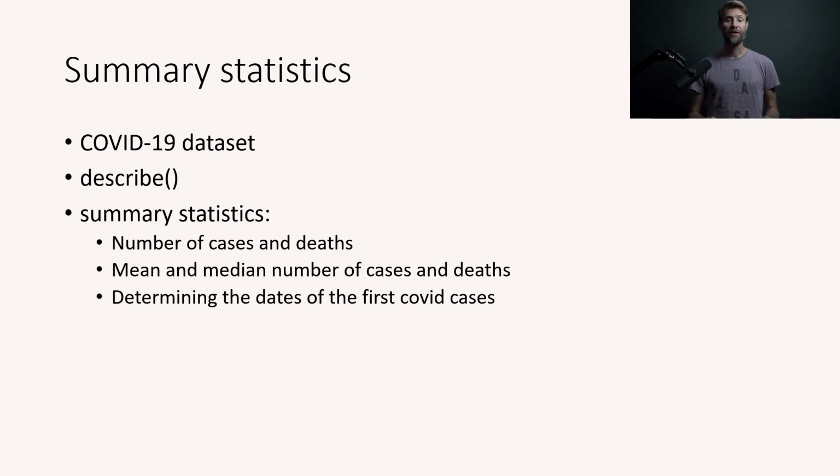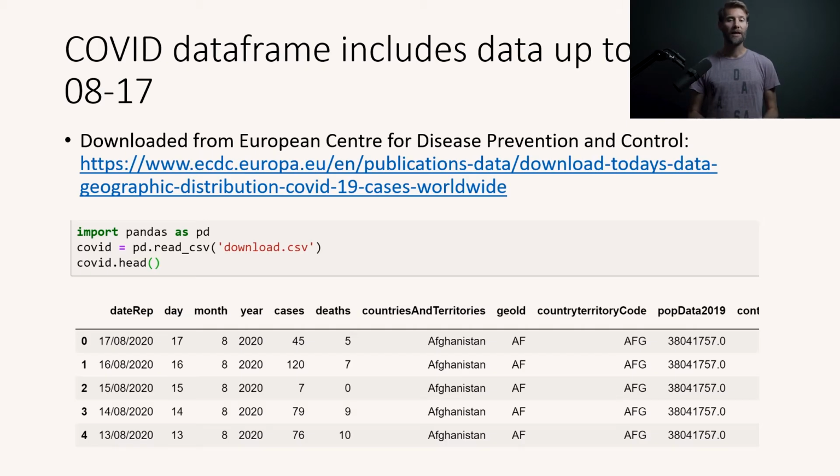To practice our statistical skills, we use a COVID-19 dataset. We'll start with the describe function to gain our first insights. After that, we'll find out how many people died of this terrible disease, and we'll determine when the first cases were reported in each country. The dataset we are using was last updated on the 17th of August 2020 and is provided by the European Centre for Disease Prevention and Control. We downloaded it as a CSV file and used the read_csv function to create the COVID data frame.